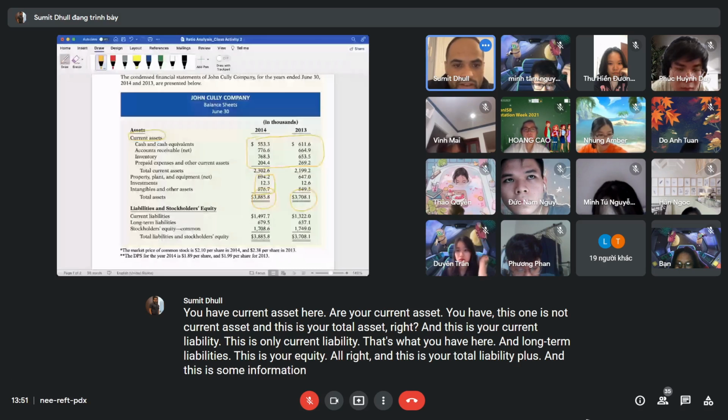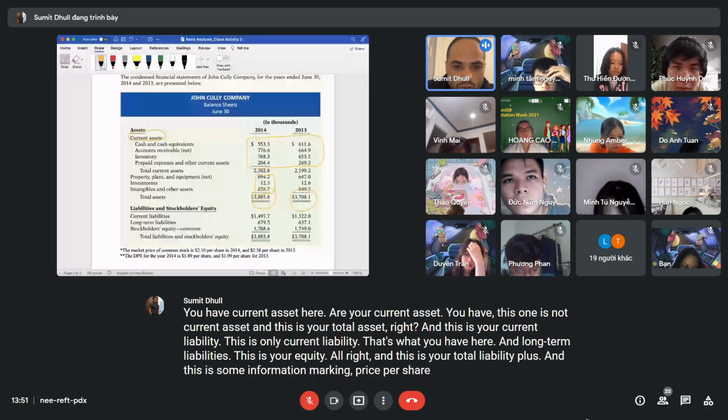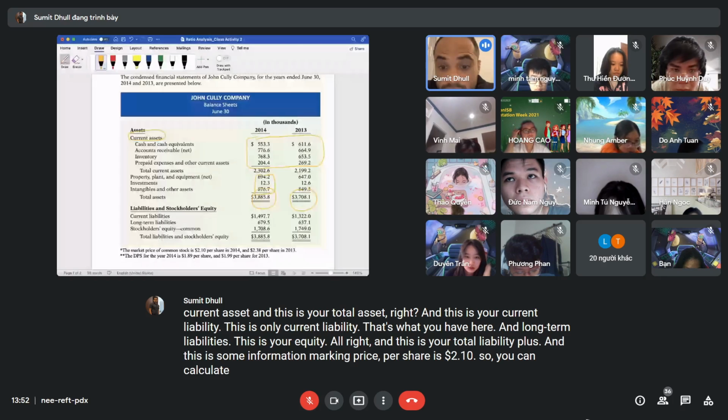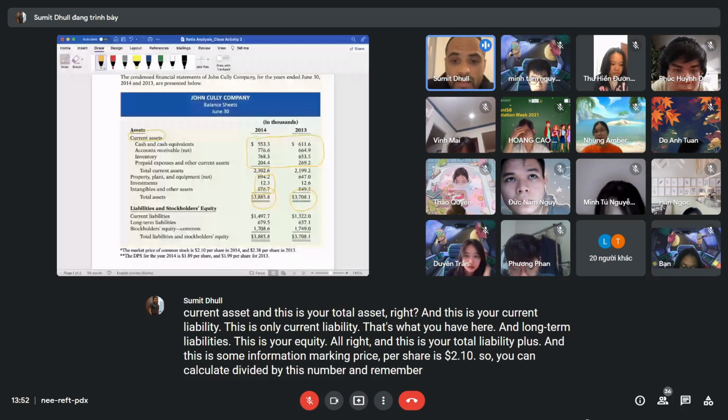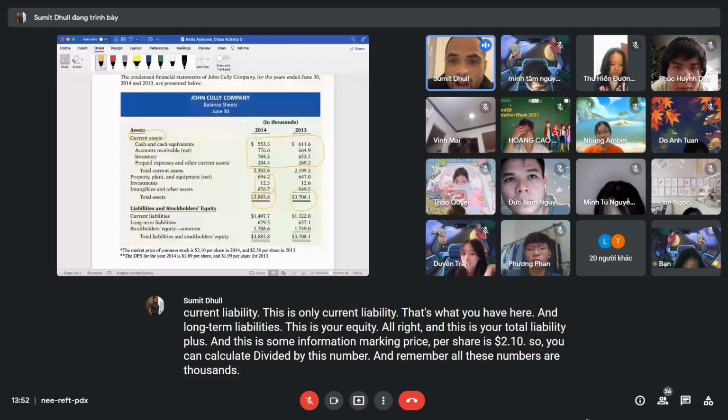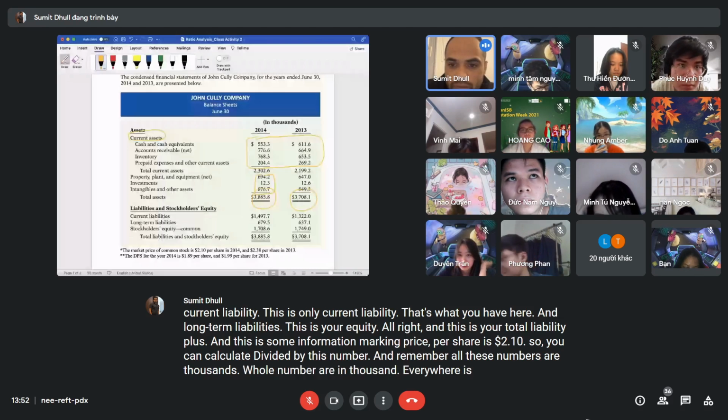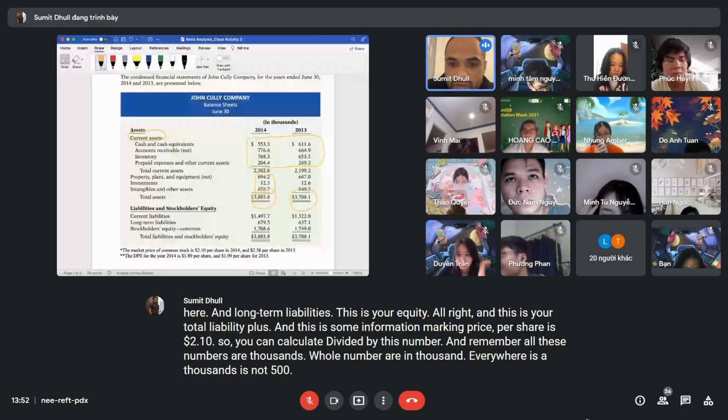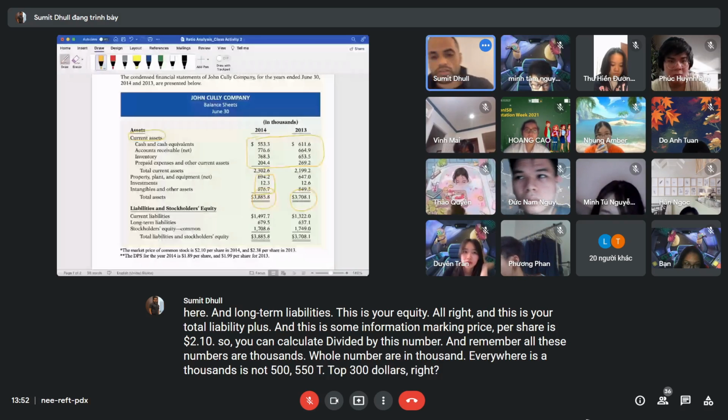Market price per share is $2.10, right? So you can calculate number of shares by dividing by this number. And remember, all these numbers are in thousands. All numbers are in thousands. Remember, everywhere is in thousands. It's not $553. It's $553,300. All right, so that is the number you have here.